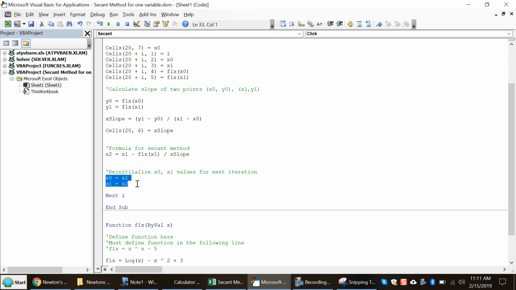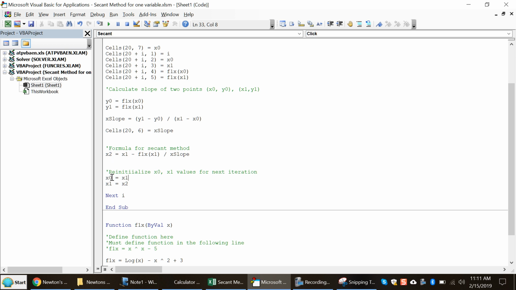And then this just says, all right, now let my first guess be equal to my second guess, and let my second guess be equal to the, oh, I'm sorry.